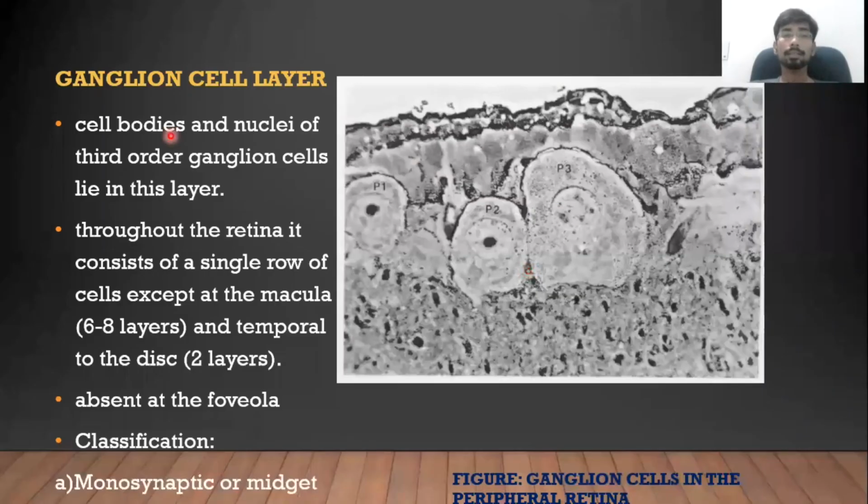Ganglion cell layer. Cell bodies and nuclei of third order ganglion cells lie in this layer. Throughout the retina, it consists of a single row of cells except at the macula and temporal to the disc. Absent at the fovea. Ganglion cell layer is absent at the fovea. Classification: monosynaptic or midget.